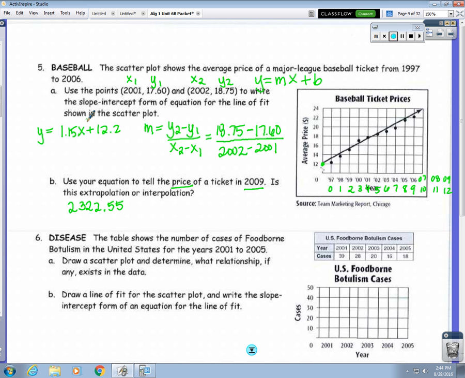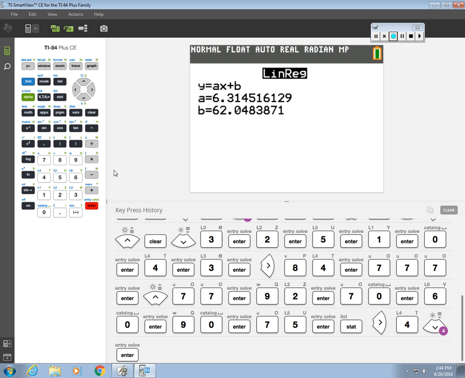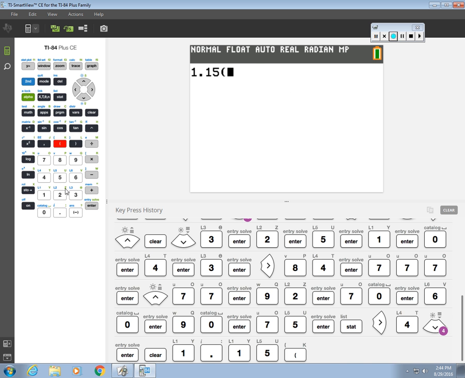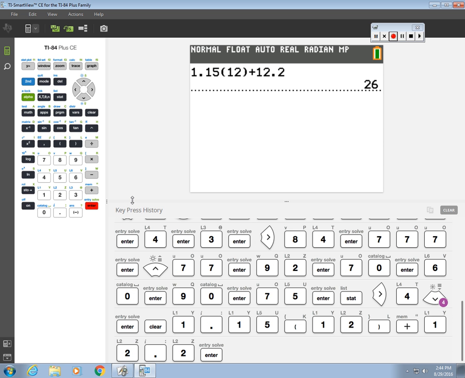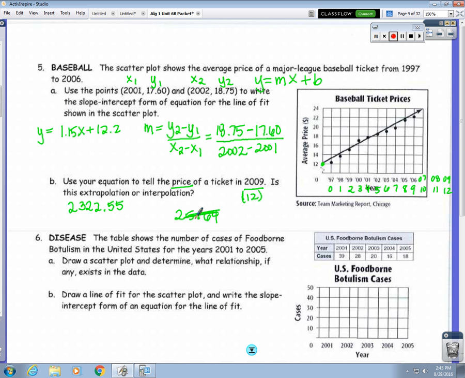1.15 times 12 plus 12.2. I got 25.64. Is that what y'all got? Did y'all type in exactly what you see? 1.15 times 12 plus 12.2? Well, look, I'm typing it in. 1.15 times 12, that represents 2009, 12 years since we started collecting this data. Plus our y-intercept of 12.2. What did I type? Oh, I accidentally typed in 1.12 on mine. Doesn't $26 sound like a more reasonable ticket price for 2009? Yes. So that's what was wrong with it. You had to renumber it like that.